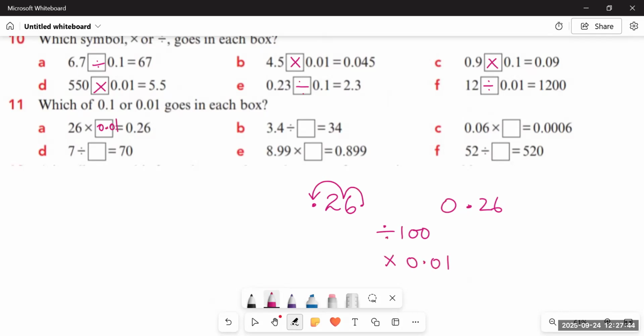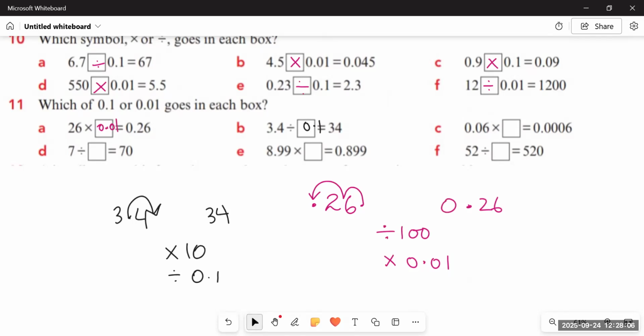ठीक है, आपने सिर्फ ये देखना है कि डेसिमल आगे मूव हुआ है या डेसिमल पीछे मूव हुआ है. That's all. Next we have 3.4 and 34. Here the decimal moves 1 place forward. जब forward move किया है तो we would have multiplied it by 10, which is equivalent to dividing it by 0.1. So here comes 0.1.